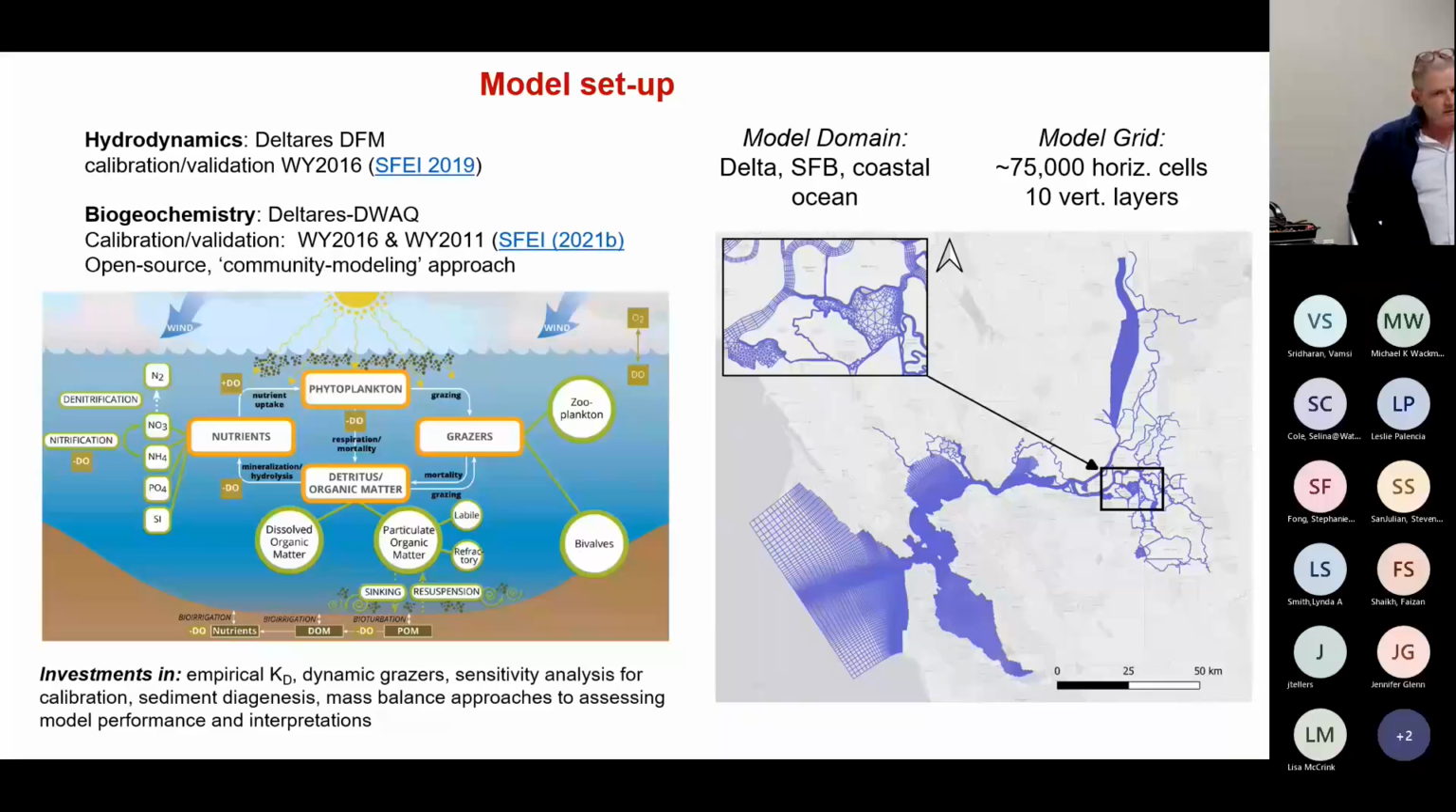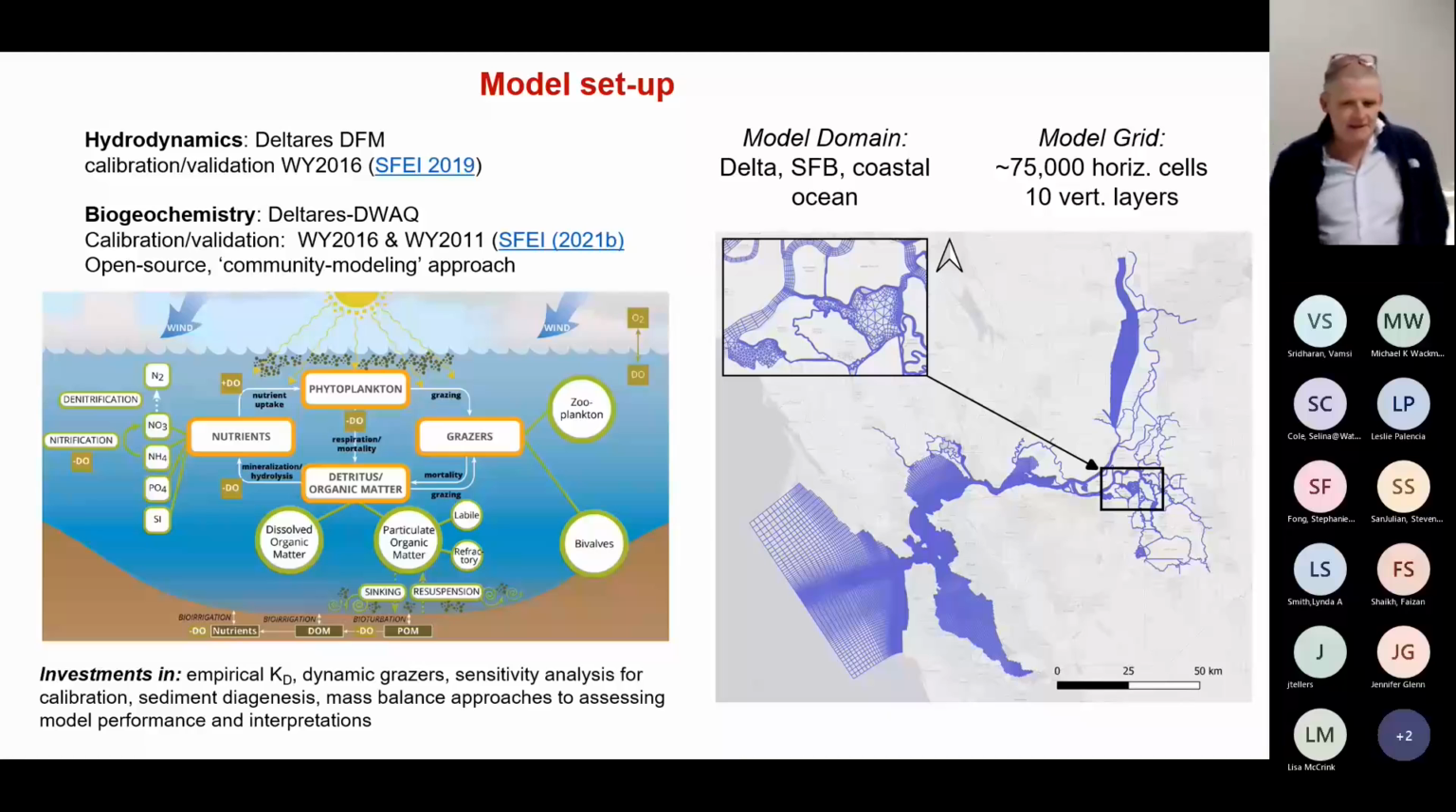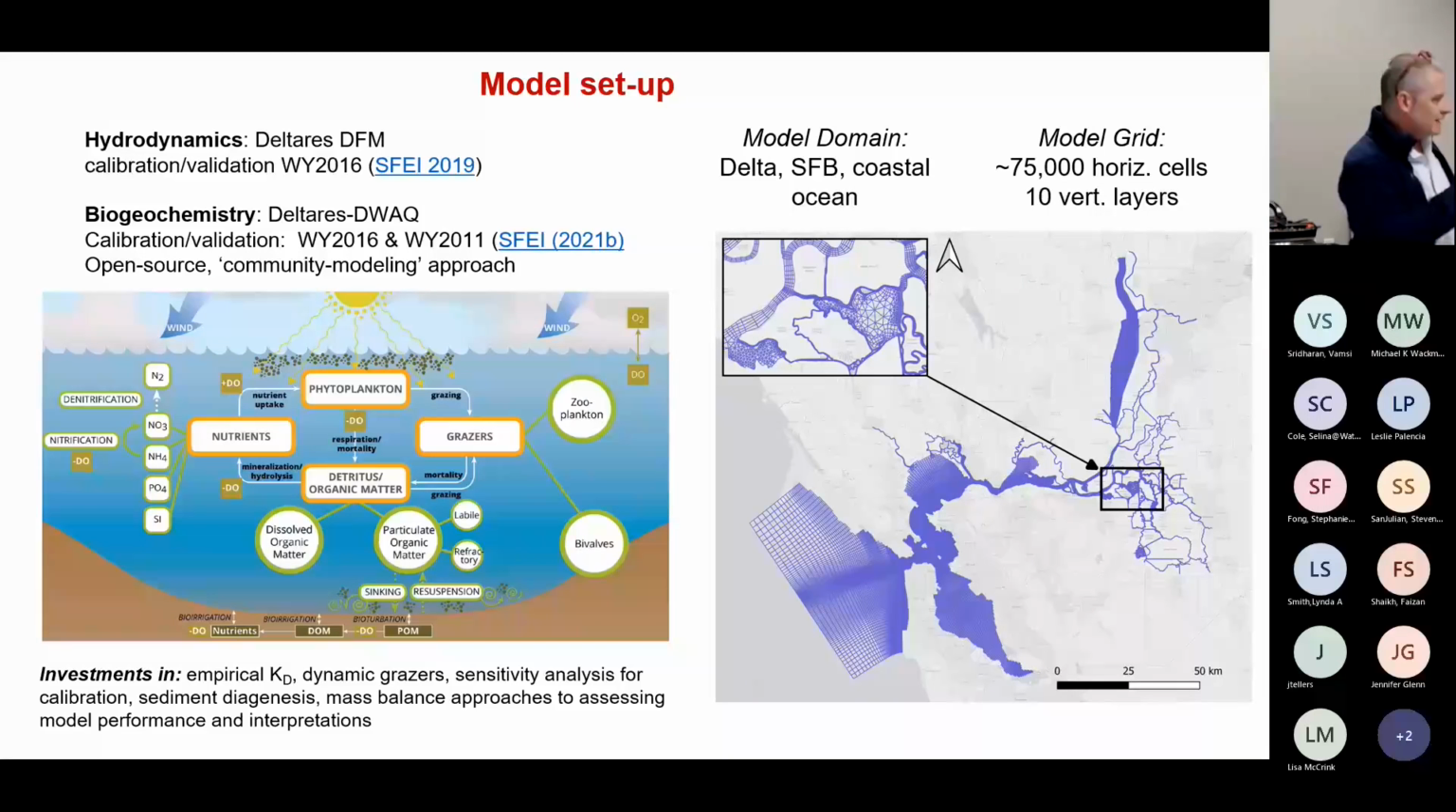And many of the investments that we put into that, especially over the last couple of years, has been in an empirically driven light attenuation field using the 40, 50 turbidity sensors throughout the bay. So we have daily average spatially interpolated light fields, dynamic benthic grazers, two different grazers, and dynamic zooplankton, sensitivity analyses for calibration, sediment diagenesis. And then in addition, mass balance approaches both for assessing model performance, but also in developing our interpretation. So not just looking at, say, the concentrations, but very much looking at the rates and the fluxes between compartments of the system.